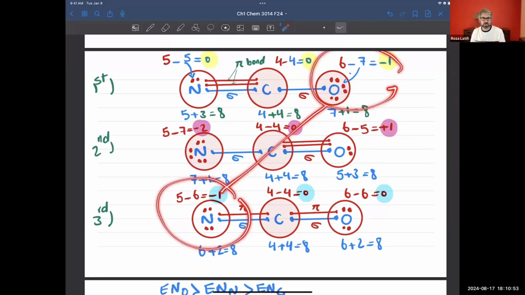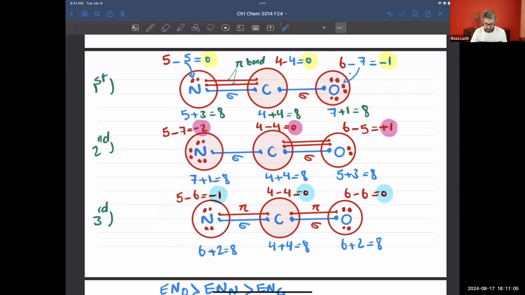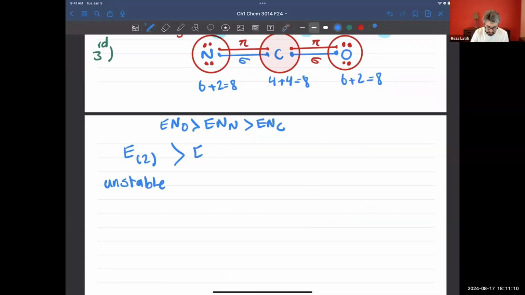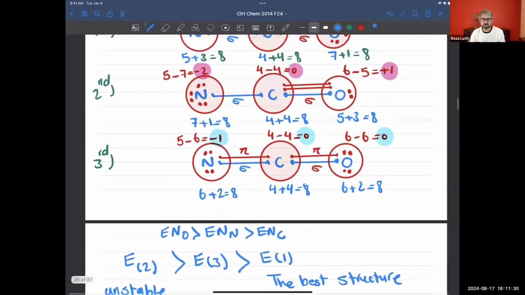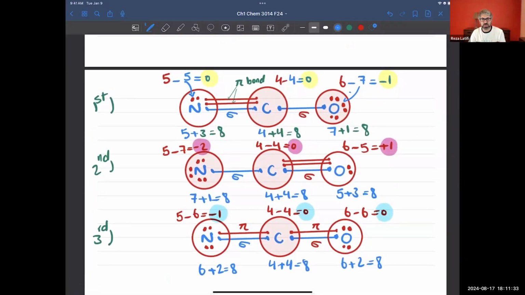So what's the best Lewis structure? It will be number 1 because it has the negative charge on oxygen. Number 3 has a negative charge on nitrogen, when it's supposed to be on oxygen. So the third structure will be okay after number 2, and the best Lewis structure will be number 1. The best structure is the structure that has the negative charge on the most electronegative element.